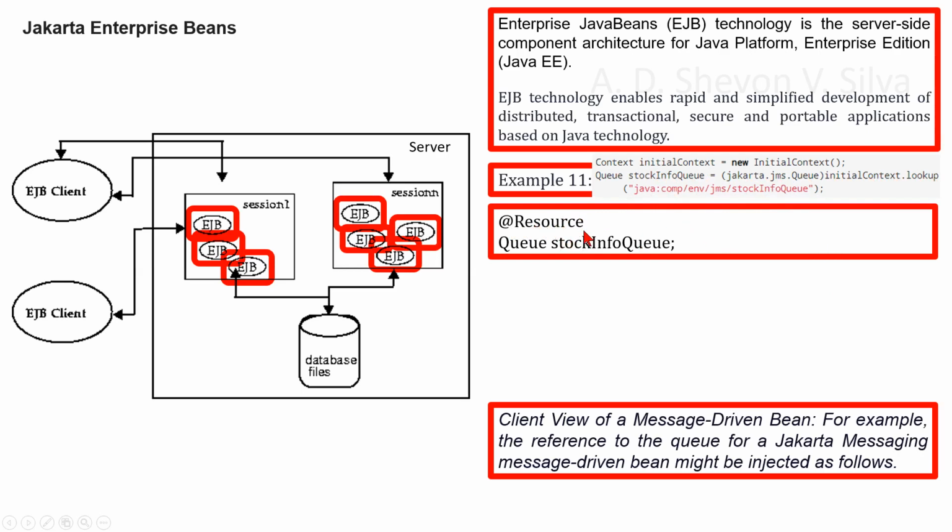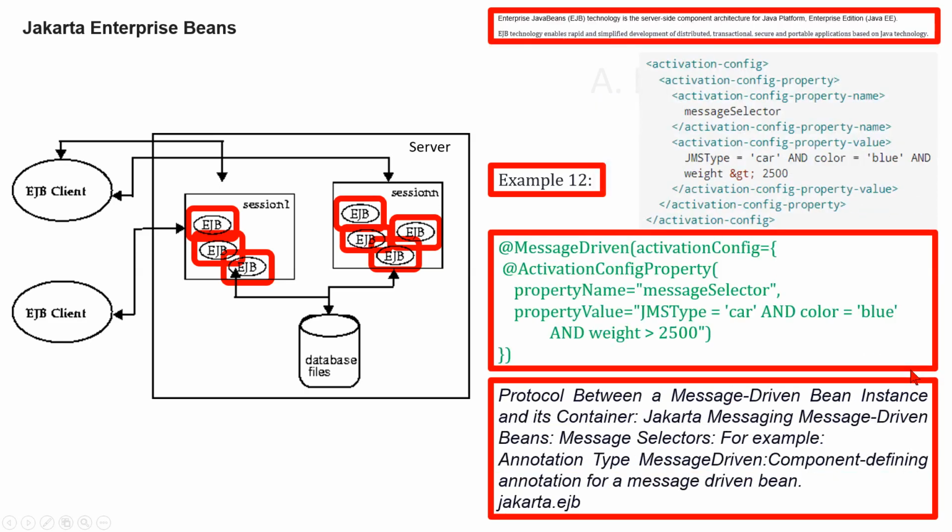Reminder, now we are considering Jakarta message-driven bean, considering message selectors in Jakarta message-driven beans, and the protocol between a message-driven bean instance and its container. Annotation type MessageDriven, a component defining an annotation for a message-driven bean. This is in the package jakarta.ejb.